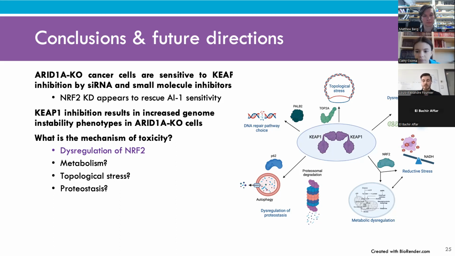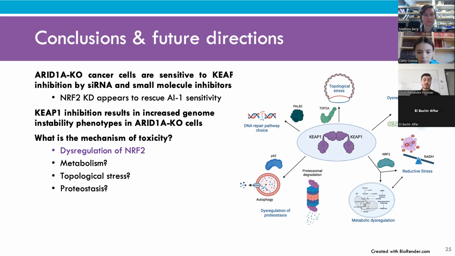So we're looking into these possibilities at the moment. There's also possibilities that other functions of KEAP1 could influence these phenotypes. There's evidence that KEAP1 might control TOP2A levels, and this could lead to topological stress in these cells. We've reported in the past that ARID1A knockout cells have TOP2A localization defects, so that's another possibility.